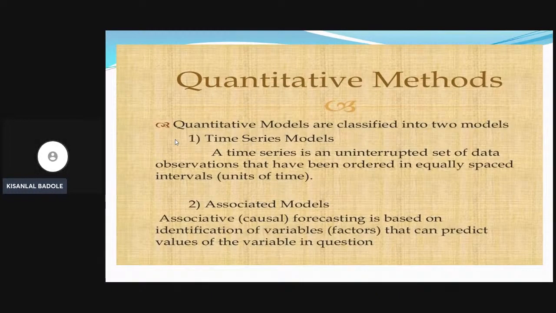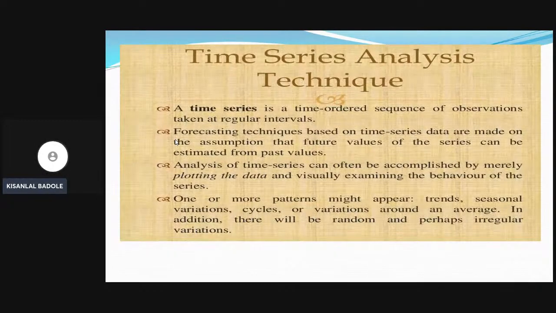These come under the qualitative method. After that, the quantitative method is classified into two methods: the time series method and the associative method. A time series is an uninterrupted set of data observations that have been ordered in equally spaced intervals of time. After that, the associative method: associative or causal forecasting is based on the identification of various factors that can predict values of the variable in question. This is the time series analysis technique.